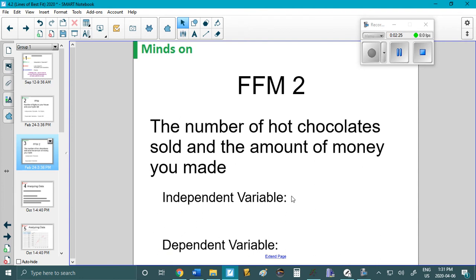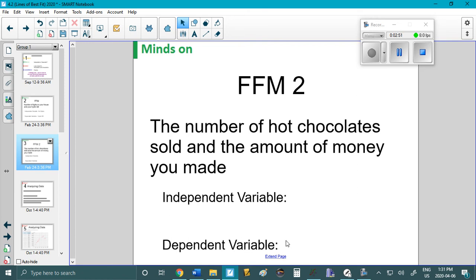All right, hopefully you gave it a shot. So we've got the number of hot chocolates sold and the amount of money that you made. All right, so which one determines the other? Which one depends on the other? Does the number of hot chocolates you sell depend on how much money you made? No, not really, right? The easiest explanation here is that the amount of money you make depends on the number of hot chocolates that you sell.